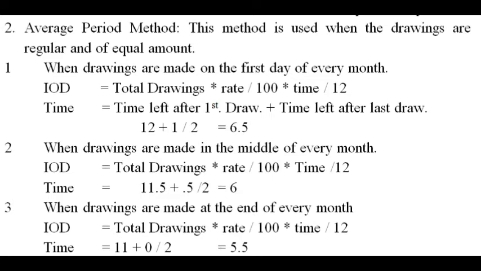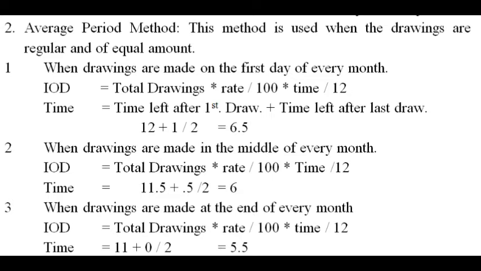Next method is average period method. Under average period method, the drawings are made at a regular interval and that also of equal amount. Okay, so let us look at the 3 different periods given. First one, when the drawings are made on the first day of every month. The formula applied is total drawings multiplied by rate upon 100 into time upon 12. Here time is very important, because average period method means time is very important here.